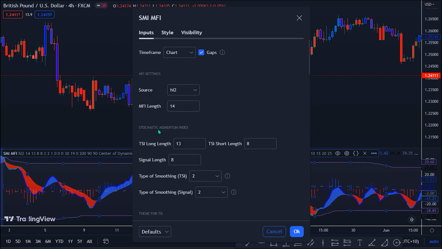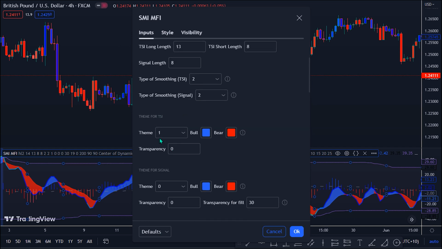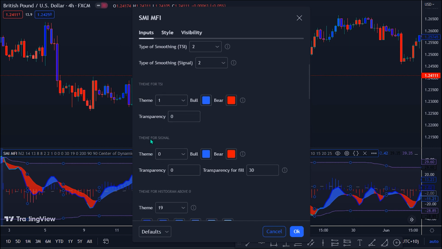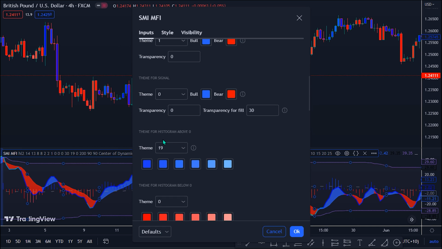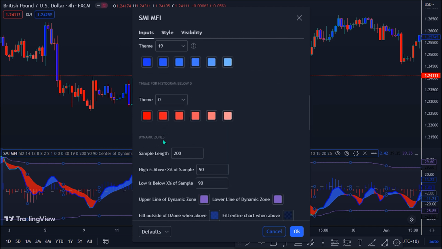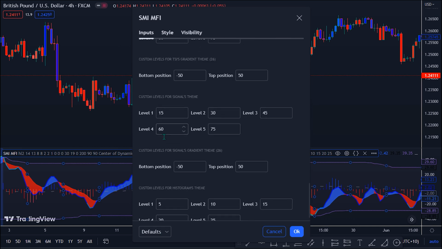Next is the Stochastic Momentum Index. These parameter settings can also be modified, but it's advisable to leave its default settings. Next is the theme for TSI. Here are the bull, blue color, and bear, red color. Next is the theme for the signal. It also has the bull, blue color, and bear, red color. Scrolling down will reveal more parameter settings for this indicator.